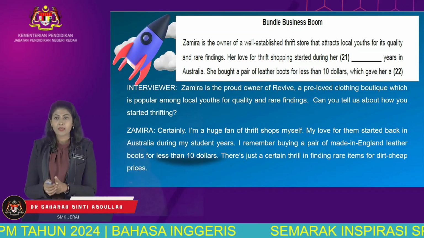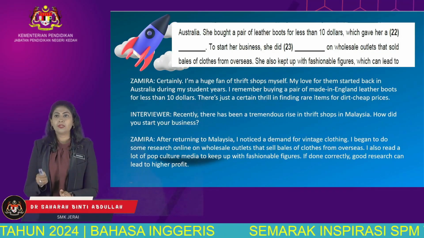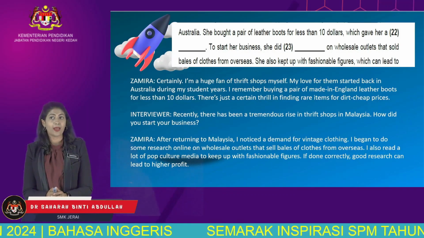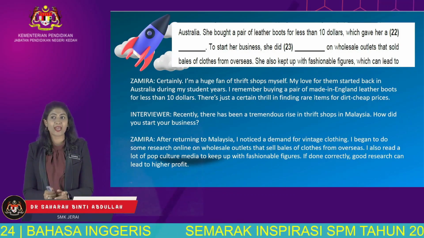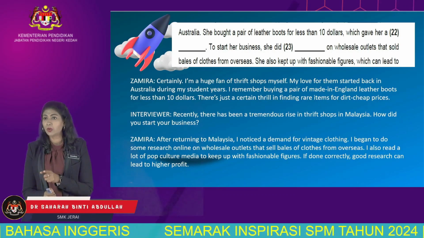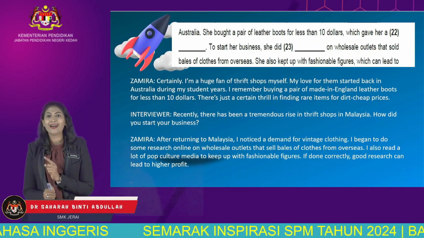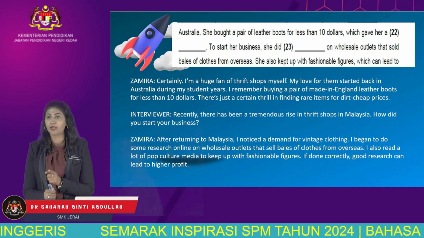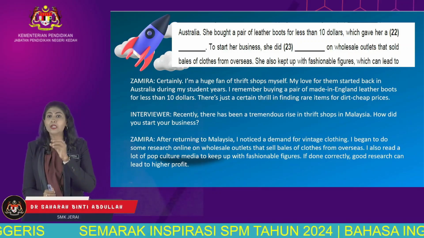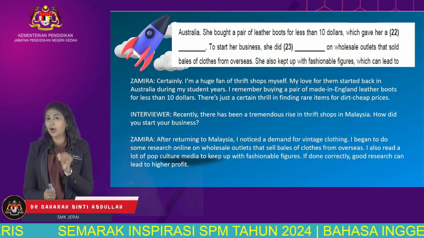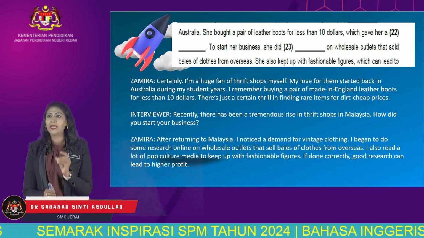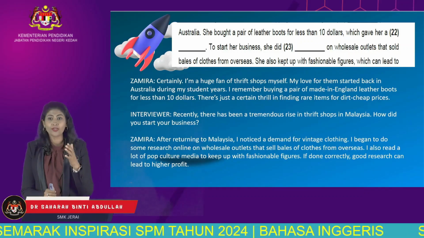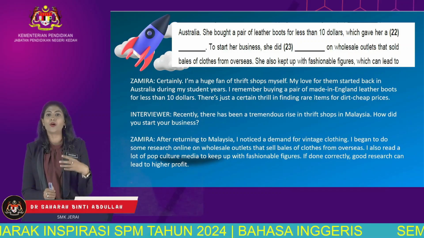Okay, and then look at question number 22. She bought a pair of leather boots for less than $10, which gave her a. Look at the word, okay, article a. So you have to pay attention to all these clues in the question. Okay, there is article a. So after a should be what? You have to understand. If the article is an, then what could be the answer? So all these things are clues to you for the answers.